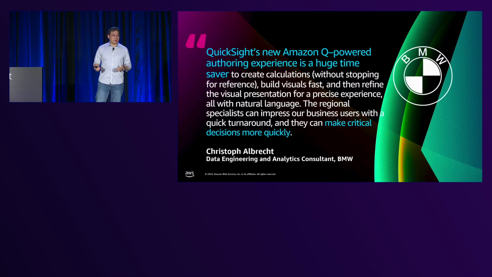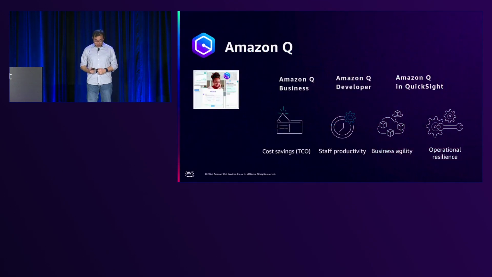In BMW, when they adopted QuickSight's Amazon Q-powered authoring experience, they saw a huge time saver. And at the same time, I think what's most important is that they make critical decisions more quickly. When people use business BI tools, they want to be able to make decisions quicker, and Q can really help you make decisions much faster here.